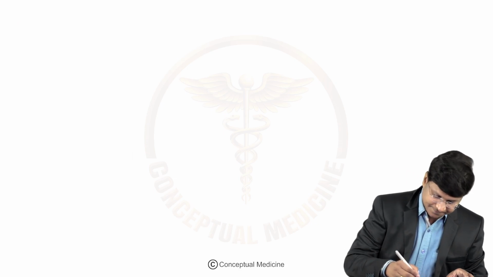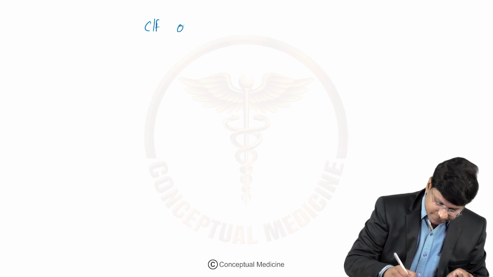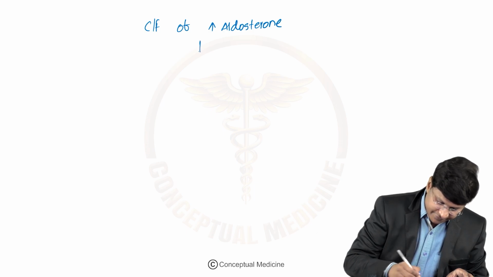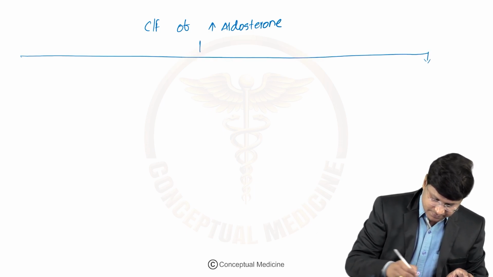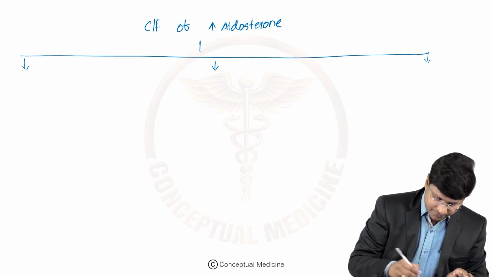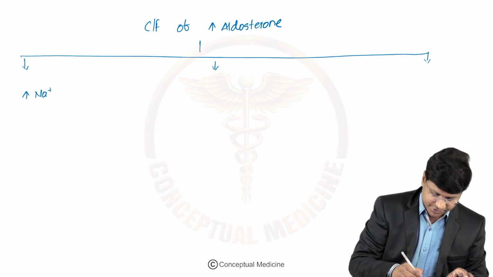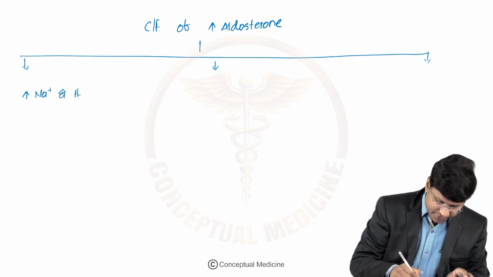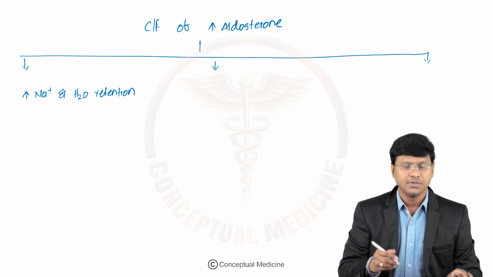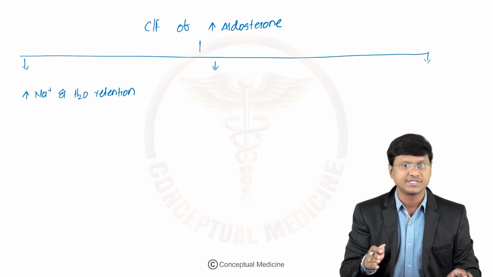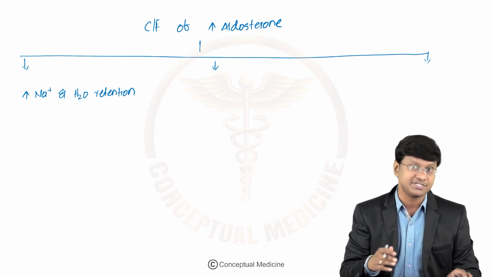Now, the clinical features of increased aldosterone levels. They could be due to increased sodium and water retention, because aldosterone will cause sodium and water retention, right? Number two, what does aldosterone do to the potassium? It will cause excretion. So, there will be excessive potassium excretion.